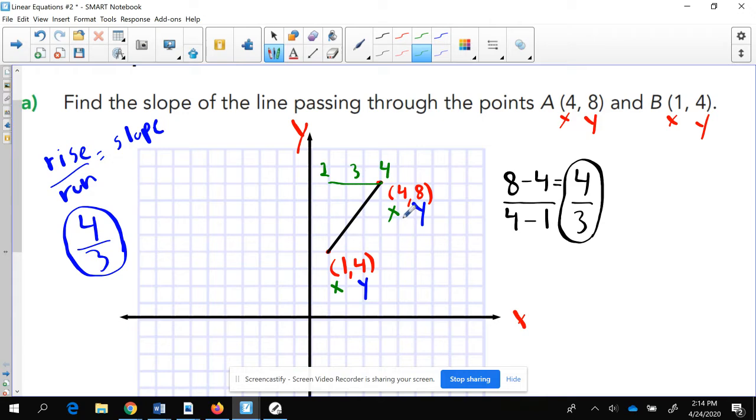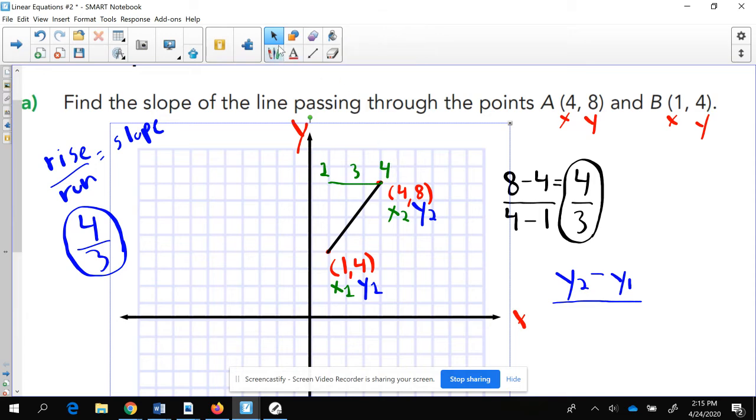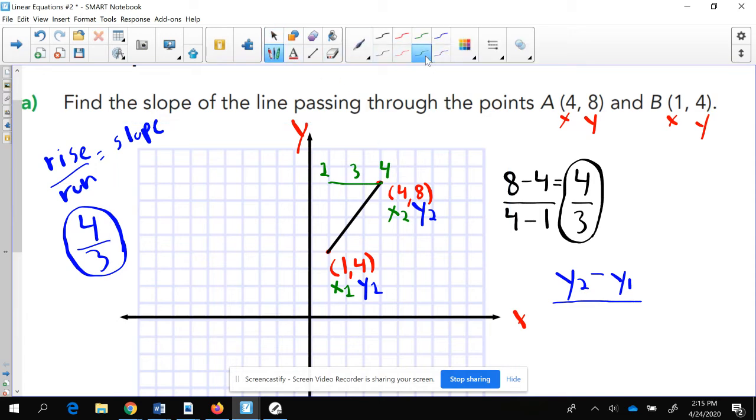So we're going to call this x2 and y2, and we're going to call this x1 and y1. And if you just plug in your numbers, what does 8 stand for? Well, 8 is y2. And you take y2 and you subtract y1. That will give you the rise.